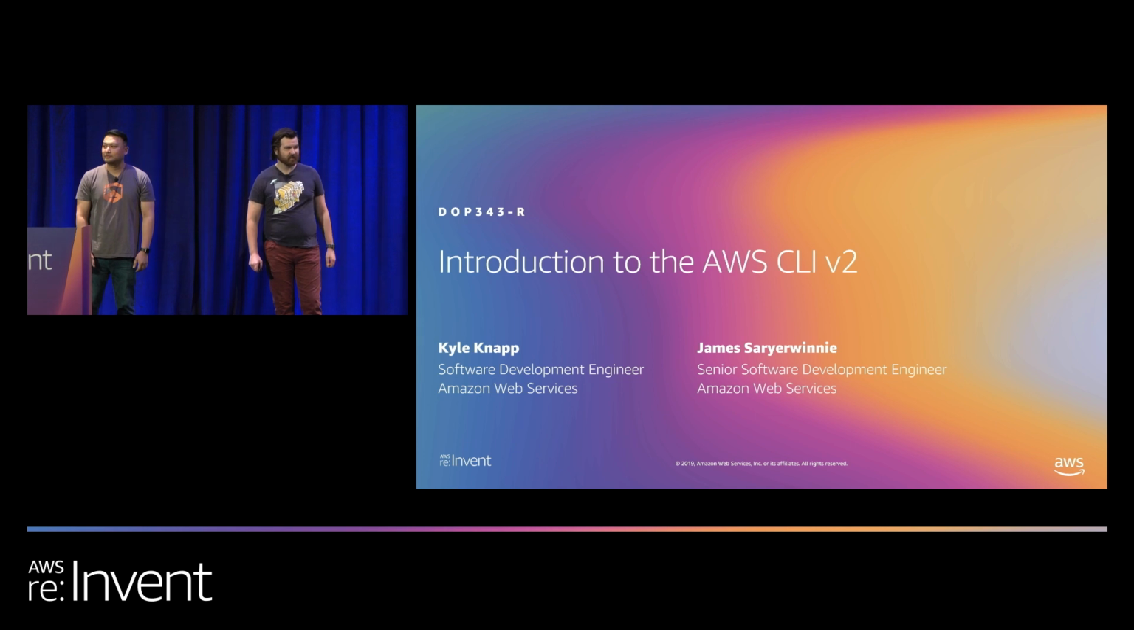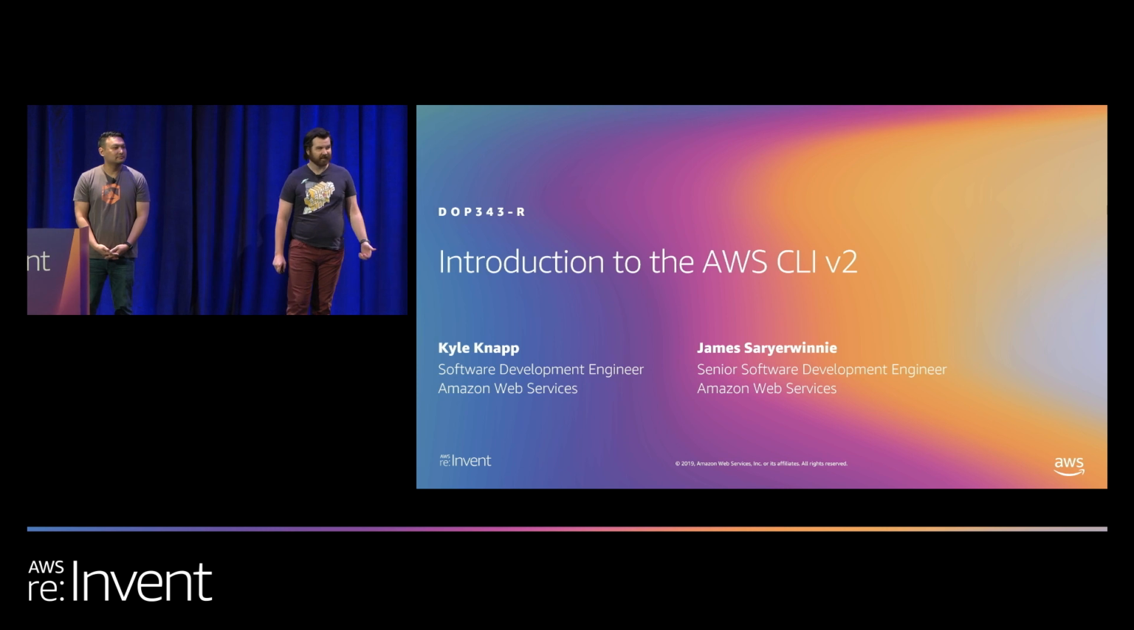So projects that we work on include the AWS CLI, the AWS SDK for Python, also known as Boto3, and AWS Chalice, which is a Python serverless micro-framework for AWS. And today, we're going to be covering the next major version of the AWS CLI, the AWS CLI v2. I'm going to start with the main content, and James will join us later to do some demos.